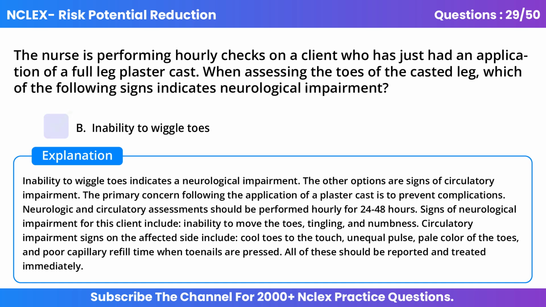Circulatory impairment signs on the affected side include cool toes to the touch, unequal pulse, pale color of the toes, and poor capillary refill time when toenails are pressed. All of these should be reported and treated immediately.